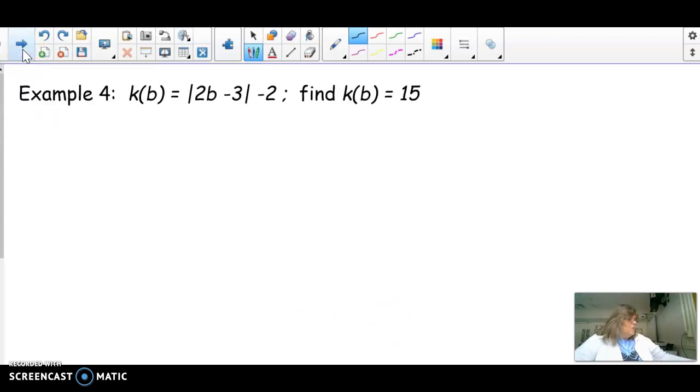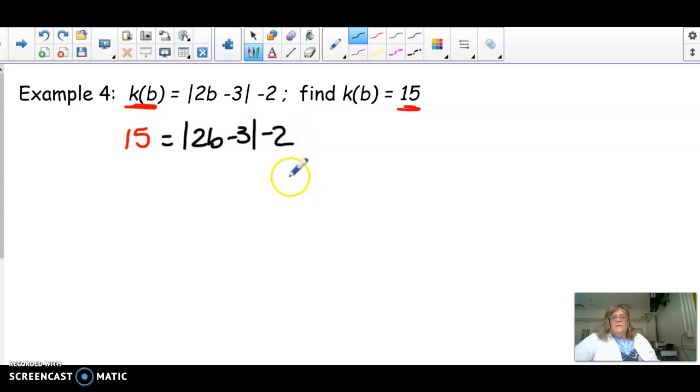All right, example 4. We're going to plug in, this is our b, so this is what this whole quantity is equal to. We're going to do just like we did before. So we're going to say 15 is equal to the absolute value of 2b minus 3 minus 2. Absolute value, remember, you have to isolate the absolute value sign. So we've got to get that absolute value sign by itself. Anything that's outside of that absolute value sign, we've got to bring it over to the other side. So we have 17 is equal to the absolute value of 2b minus 3.